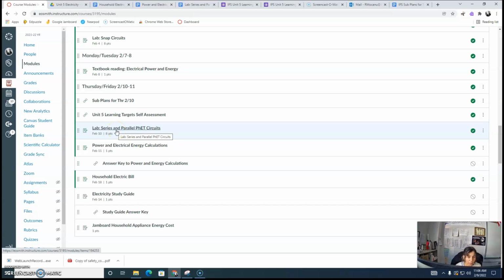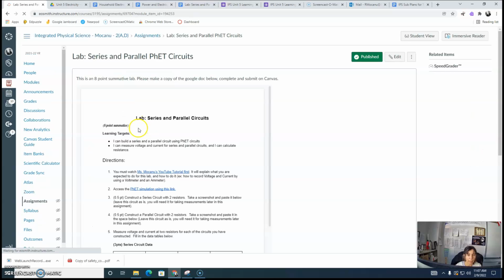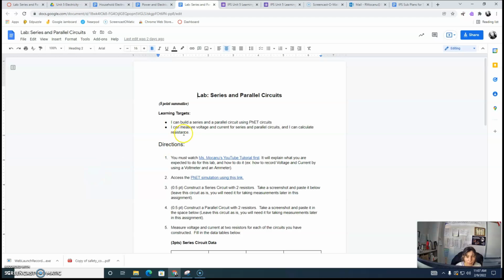Second task for today, and probably the one that's going to take you the most time, is this lab. We have a series and parallel circuits lab. This is a summative grade worth the same as your quiz. Okay, so this is an important grade. When you click on this link, it will open up the lab for you. The lab looks something like this. Let me pull it up bigger.